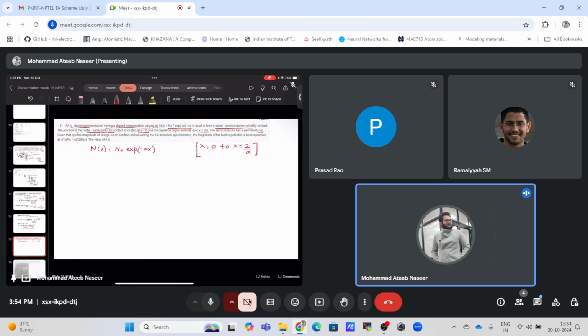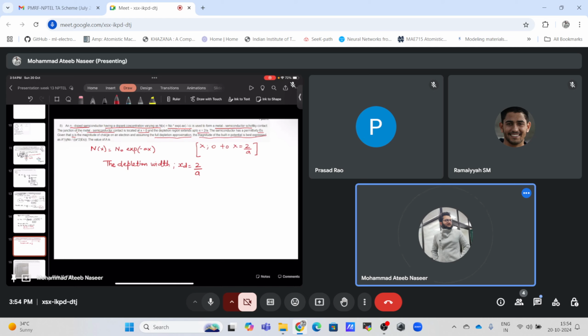The semiconductor has a permittivity of epsilon s. Q is the electronic charge, and we have to assume the full depletion approximation. From that we have to find the built-in potential expression. Since the depletion region extends from 0 to 2 by a, the depletion width is simply xt equals 2 by a.